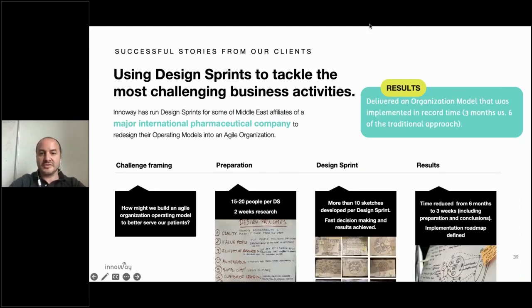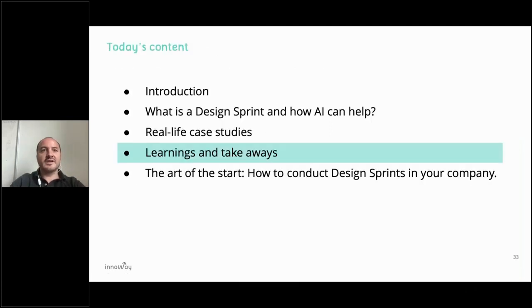And we've also used design sprints to solve other business challenges. In this case, it was the operating model. By applying the design sprint, we managed to reduce the implementation time from 3 to 6 months of the traditional approach. So what have we learned by doing all these design sprints?